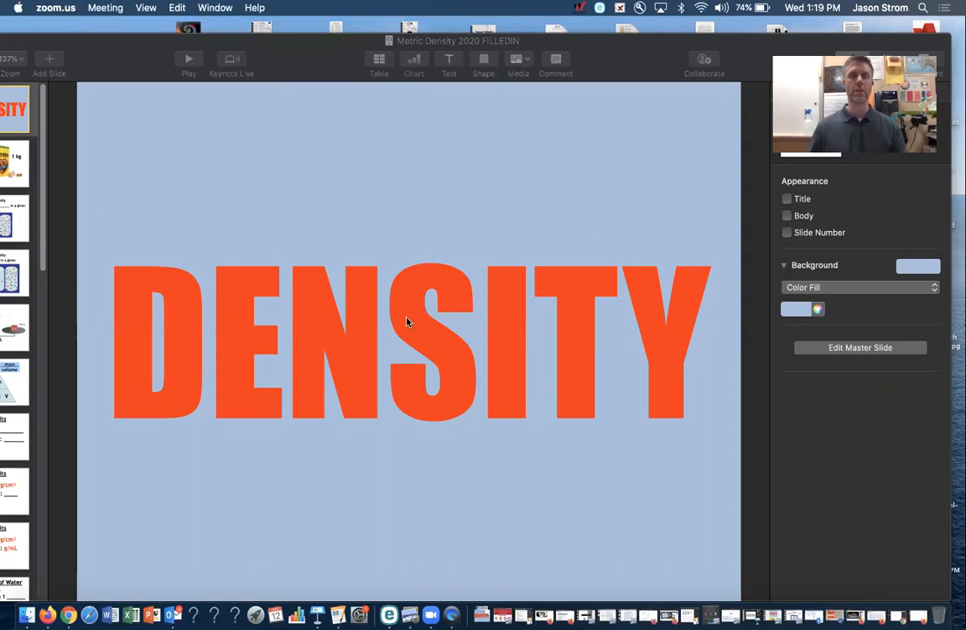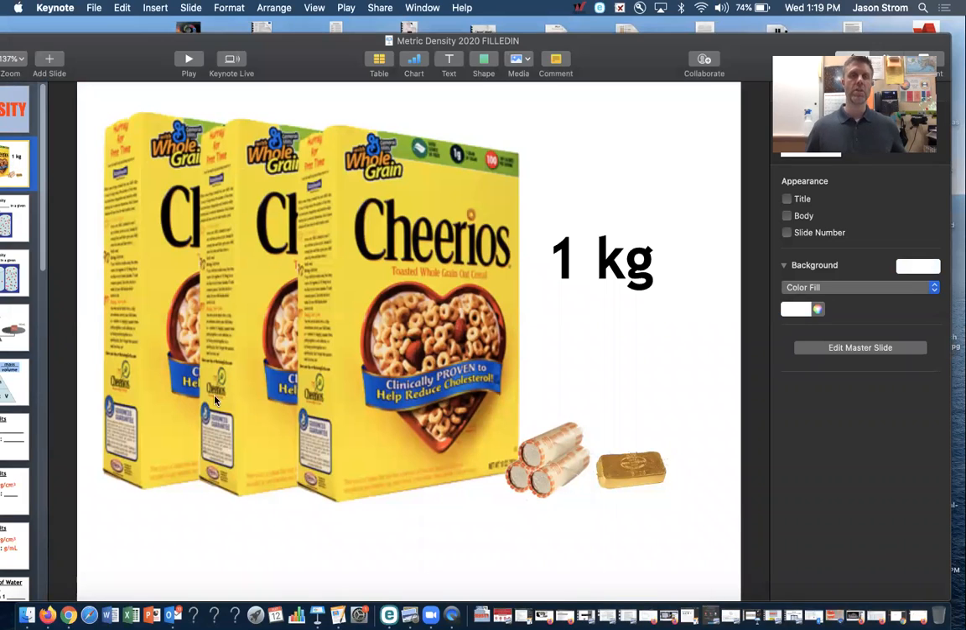All right, so like I said, your notes should look like this because we are talking about density. So the first thing, this first slide. These three boxes of Cheerios, these three rolls of quarters, this gold bar, they have about the same mass, but they have much different volumes. They're different sizes because they have different densities. The materials that they're made out of have much different densities. Three boxes of Cheerios that make up a kilogram worth of Cheerios takes up a lot more space than this little gold bar that has the same mass.